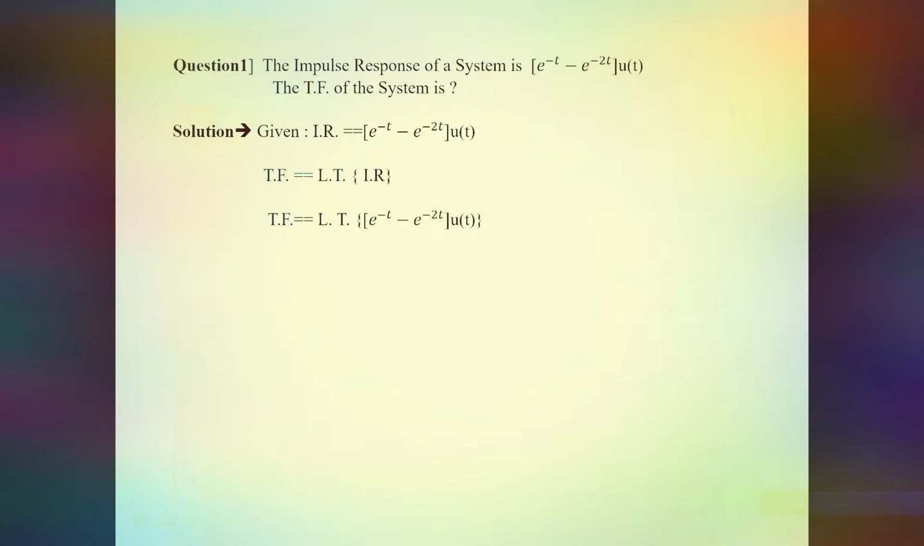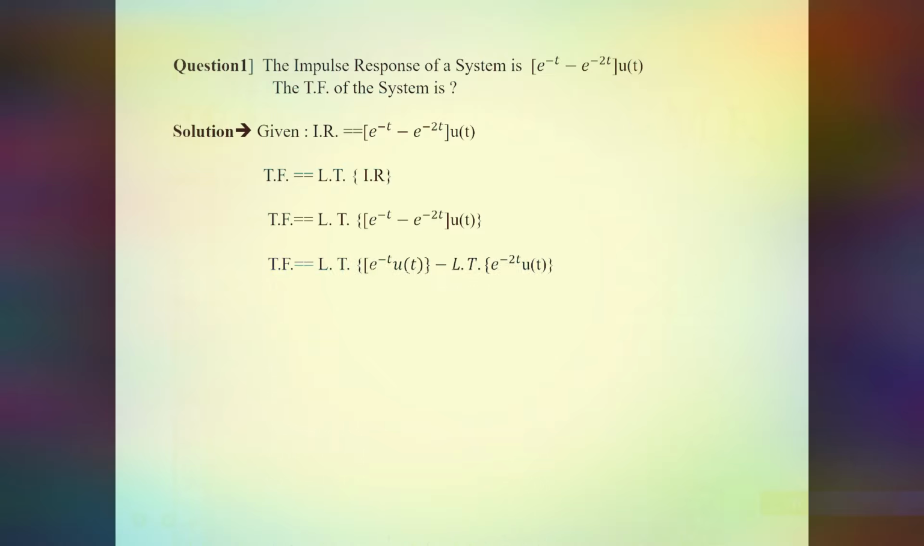The impulse response of a system is e to the power minus t minus e to the power minus 2t, u(t). The transfer function of the system is to be found. From this question, impulse response equals e to the power minus t minus e to the power minus 2t, u(t). The transfer function equals the Laplace transform of the impulse response. Put the impulse response in the equation, and we get the transfer function equals the Laplace transform of e to the power minus t minus e to the power minus 2t, u(t).